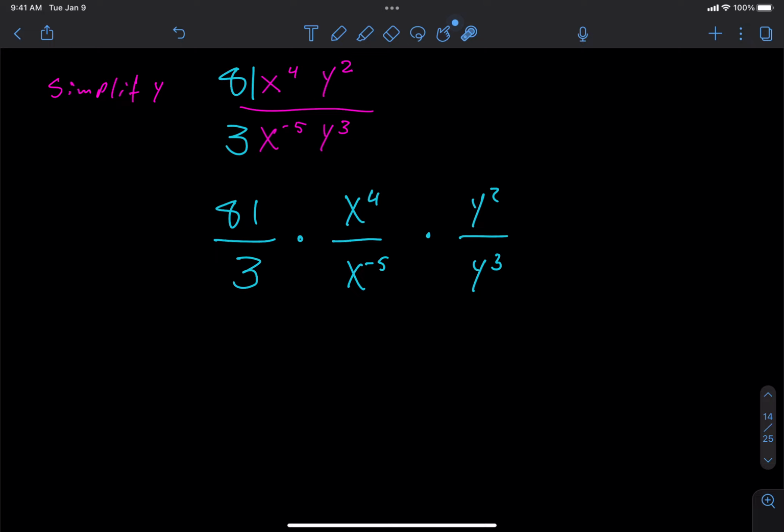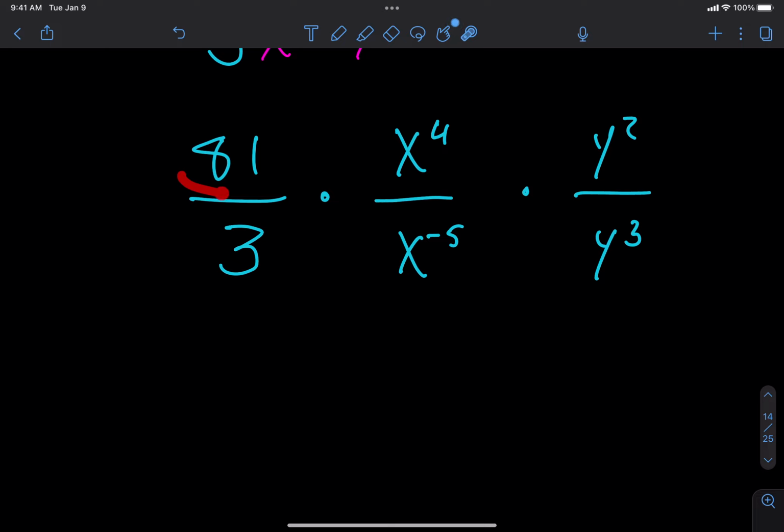If you want to tell whether a number is divisible by 3, you just add up its digits. If the sum of its digits is divisible by 3, then the number is divisible by 3. That's a number theory fact that you might have learned in elementary school. You got to dig way back to find that one. Okay, so 8 plus 1 is 9. 9 is divisible by 3. Therefore, 81 is divisible by 3.